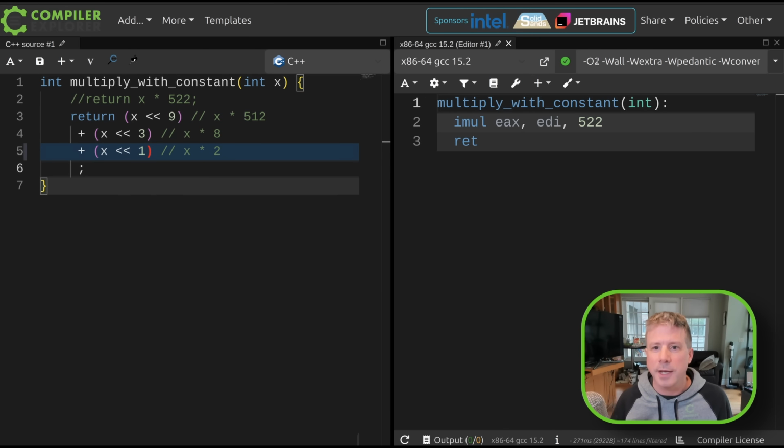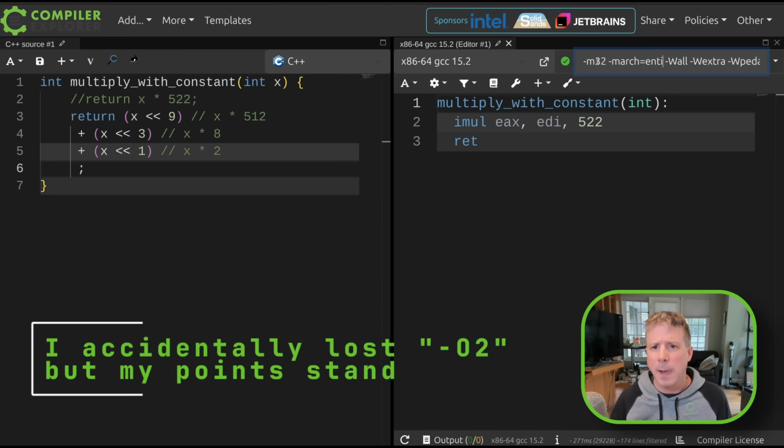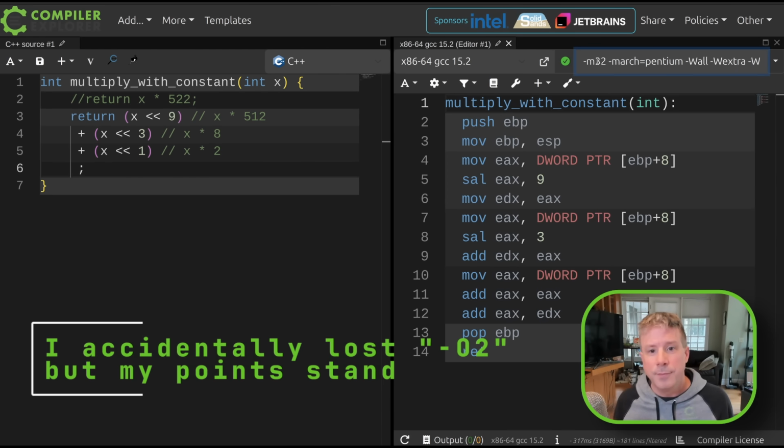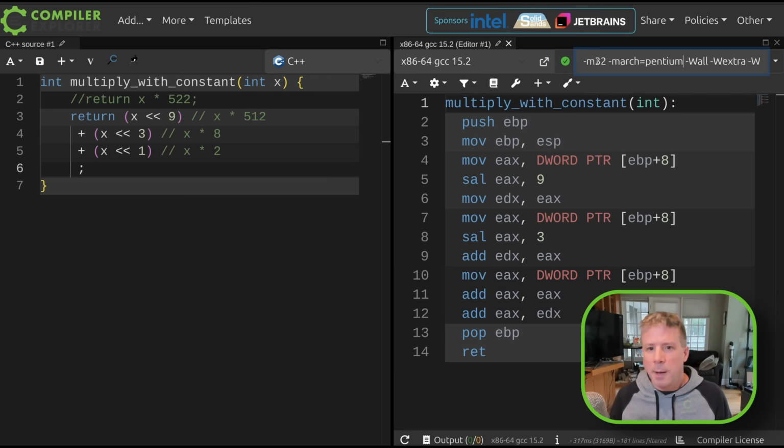Now, if we were to change back to using Pentium or something really old, so let's do that. I'm going to go back into here and I'm going to do -m32, which puts into 32-bit mode, -march=pentium. Now, the ABI has changed a bit, so bear with me on that. But here we can see now it is using shifts and adds to generate the multiply. So maybe that's better. Except the compiler still knows more.